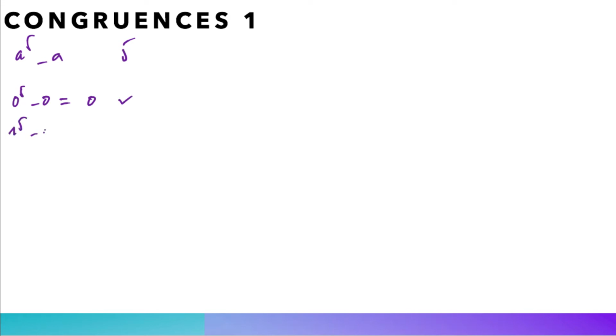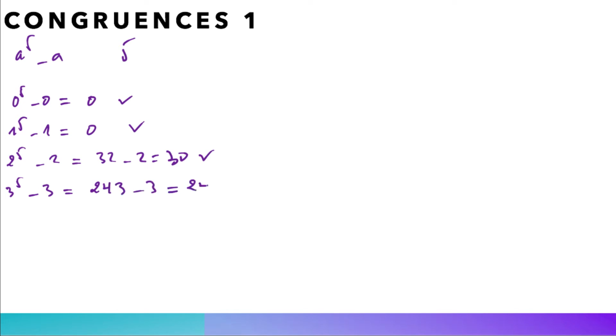1 to the 5th minus 1 is also equal to 0, and this is a multiple of 5 too. 2 to the 5th minus 2 is equal to 32 minus 2, which is equal to 30, and 30 is also a multiple of 5. 3 to the 5th minus 3 is equal to 243 minus 3, and this is equal to 240, which is also a multiple of 5. And I'll let you check this fact for more integers.